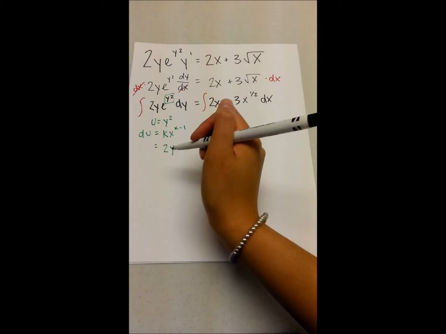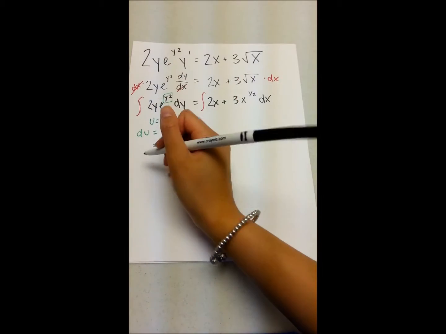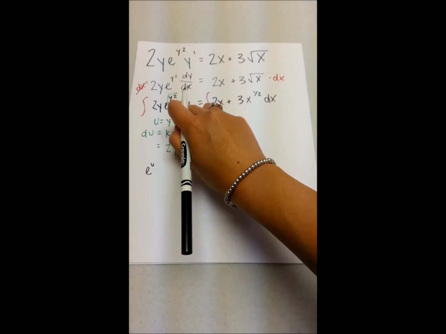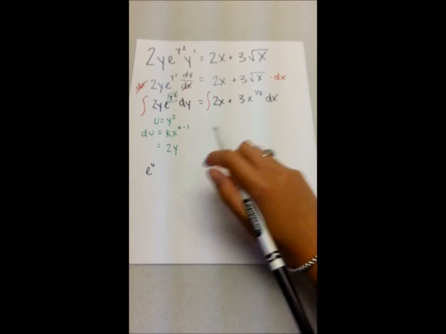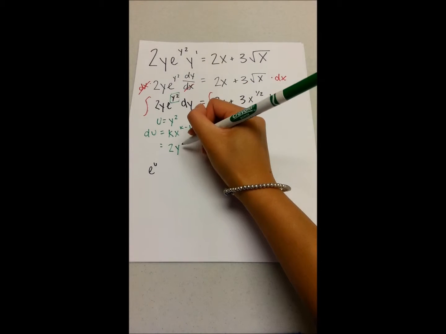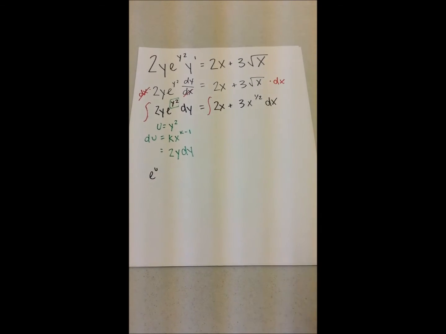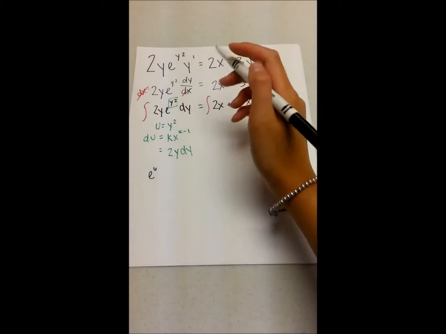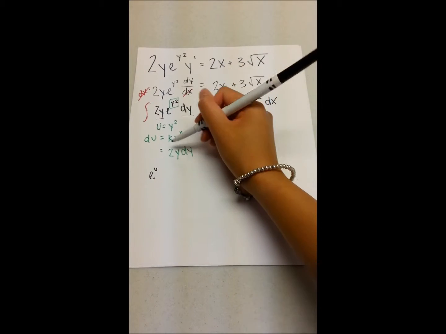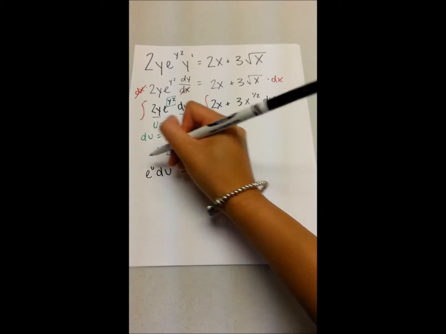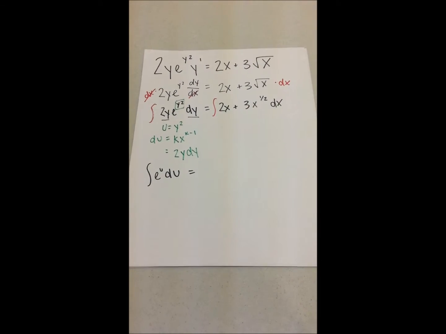So on this side, we have our e to the u for our substitution. Oh, and I almost forgot the dy at the end here. And then we have our 2y dy, which is equal to du. We still have to integrate that.